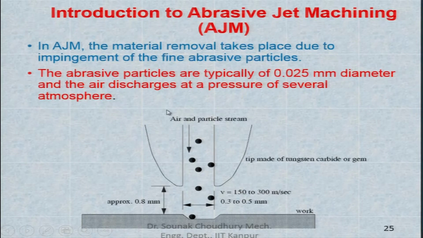Now, the disadvantage is that since the abrasive particles pass through the nozzle, the nozzle has to be made of a very hard and wear-resistant material, because the abrasive particles will wear out the nozzle very quickly. Therefore, the tip is made of tungsten carbide, or some kind of a gem. That is a very hard material that will not be easily worn out.